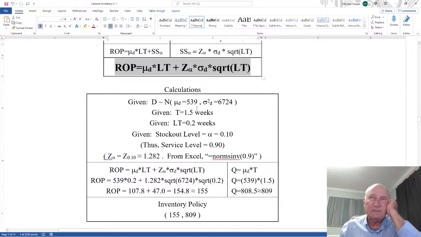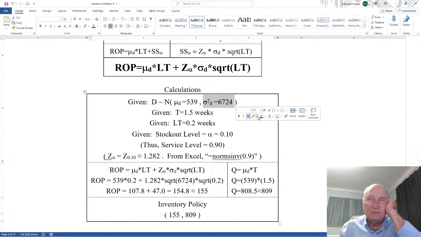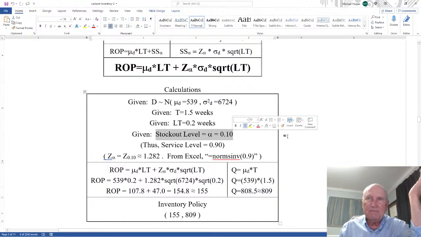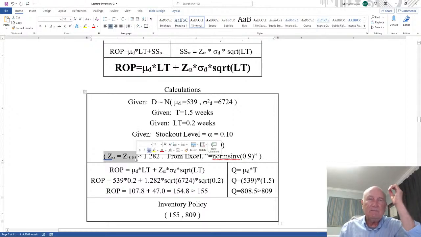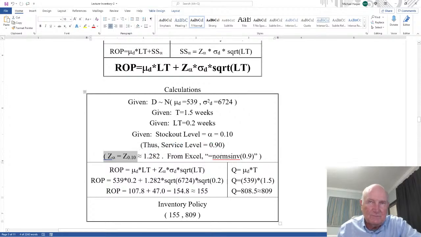Let's do the calculations. My demand follows a normal distribution with a mean of 539. The standard deviation is 62.74. My inventory period is 1.5 weeks. My lead time is 0.2 weeks. My stockout level is given to be 10%. Therefore my service level is 90%. Both of these have to sum to 1. So my z of alpha, which is z of 10%, that 10% in the tail of the distribution, turns out to be approximately 1.282.